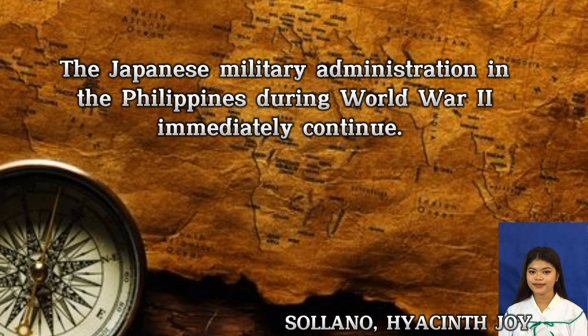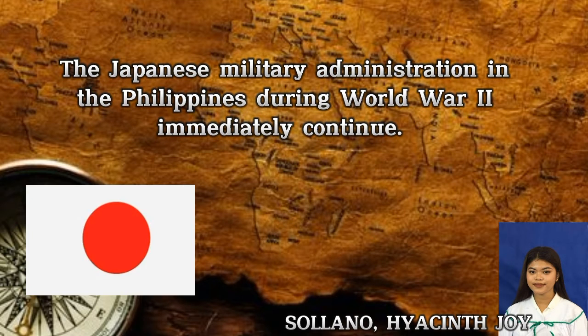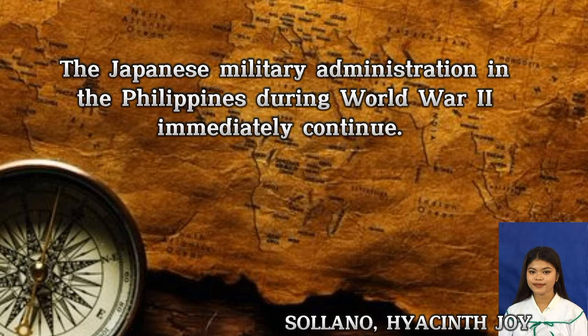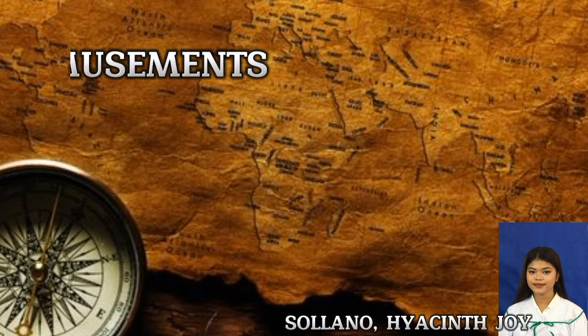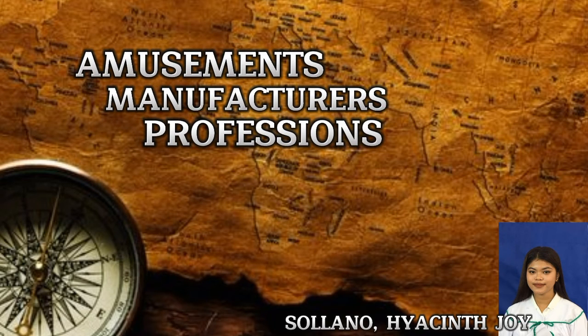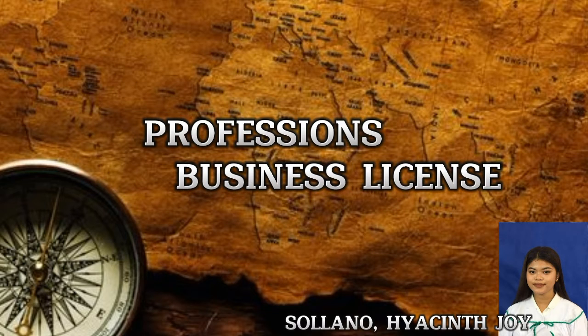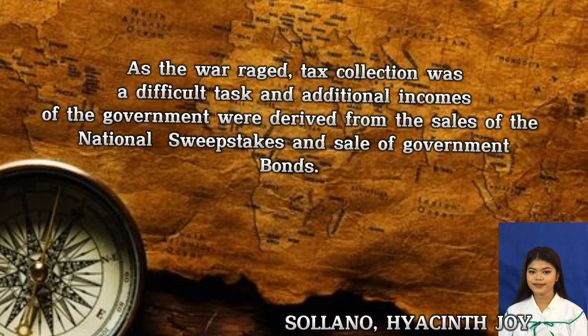The Japanese military administration in the Philippines during World War II immediately continued the system of tax collection introduced during the Commonwealth, but exempted the articles belonging to the Japanese armed forces. Aside from foreign trade, the main sources of taxation came from amusements, manufacturers, professions, and business licenses. As the war raged, tax collection was a difficult task, and additional income of the government was derived from the sales of the national sweepstakes and sale of government bonds.